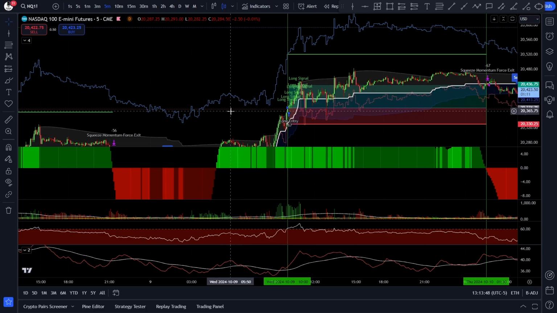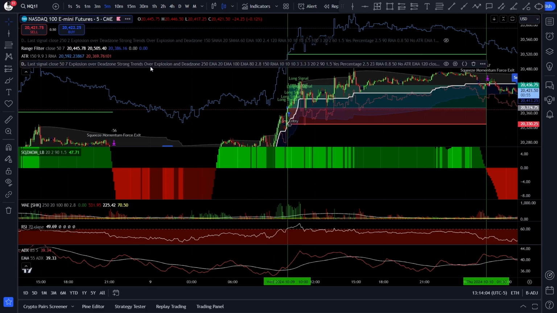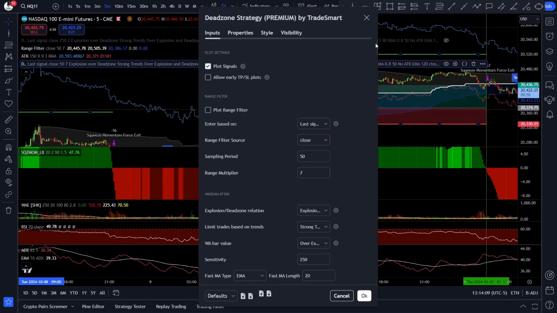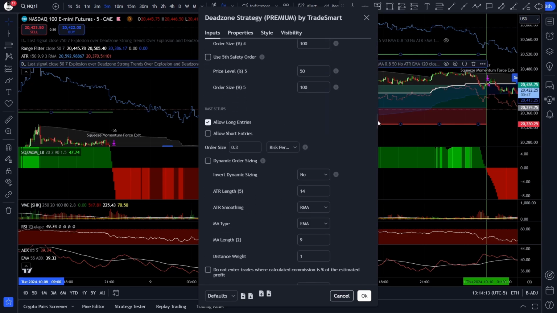I know this is a complex strategy, but with the premium scripts this strategy was created, we have much more options. Just take a look.